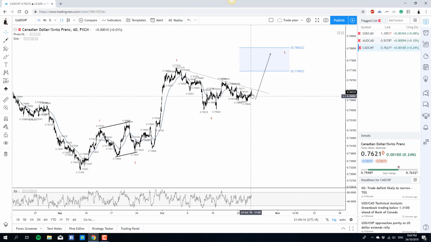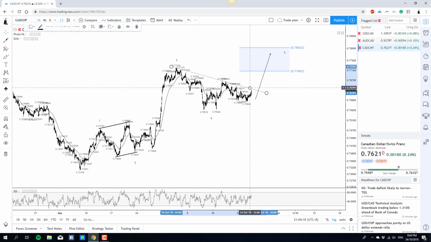Okay, this part here, the confirmation can come from the break of this trend line, alright, this dotted trend line. As of now, price is consolidating very nicely below it. Okay, usually in this case, the higher probability move is to break this trend line to the upside.